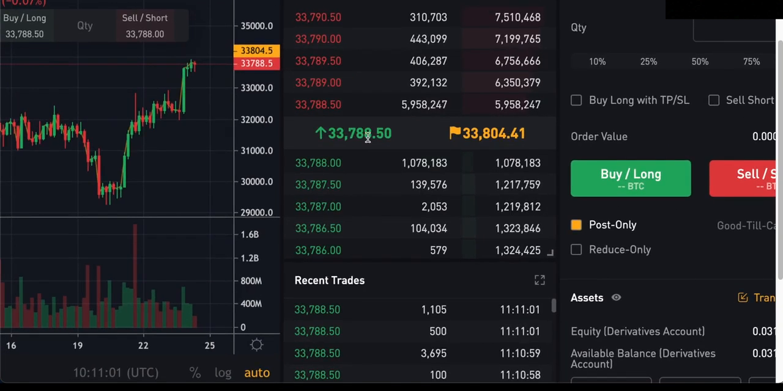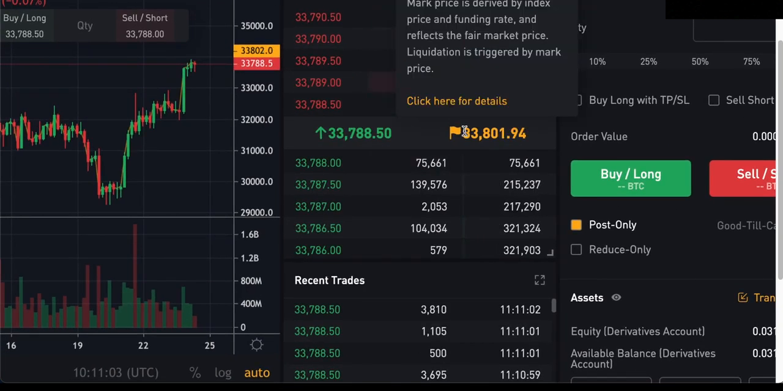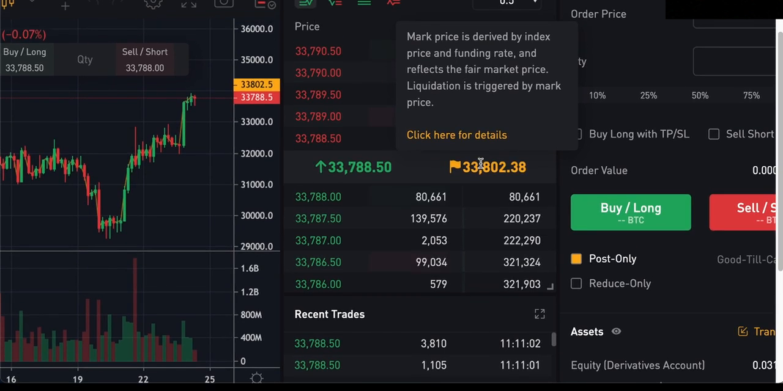Two prices you can see here. There is a current market price, and then there is what's known as a mark price. A mark price is something specific for futures, and it tells us that the mark price is derived by the index price and funding rate, and it reflects the fair market price.